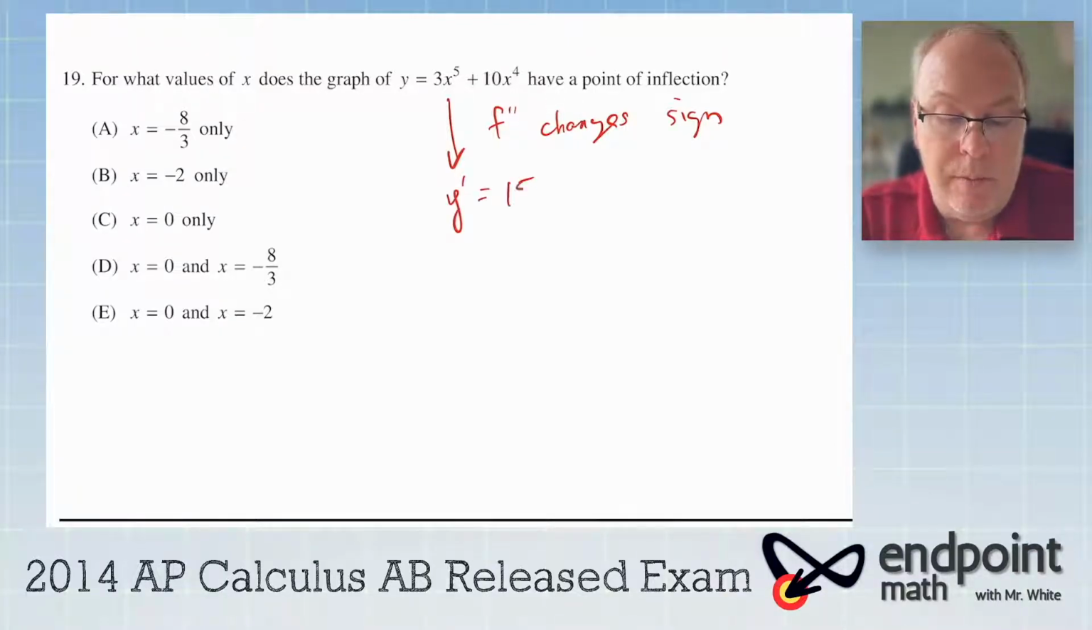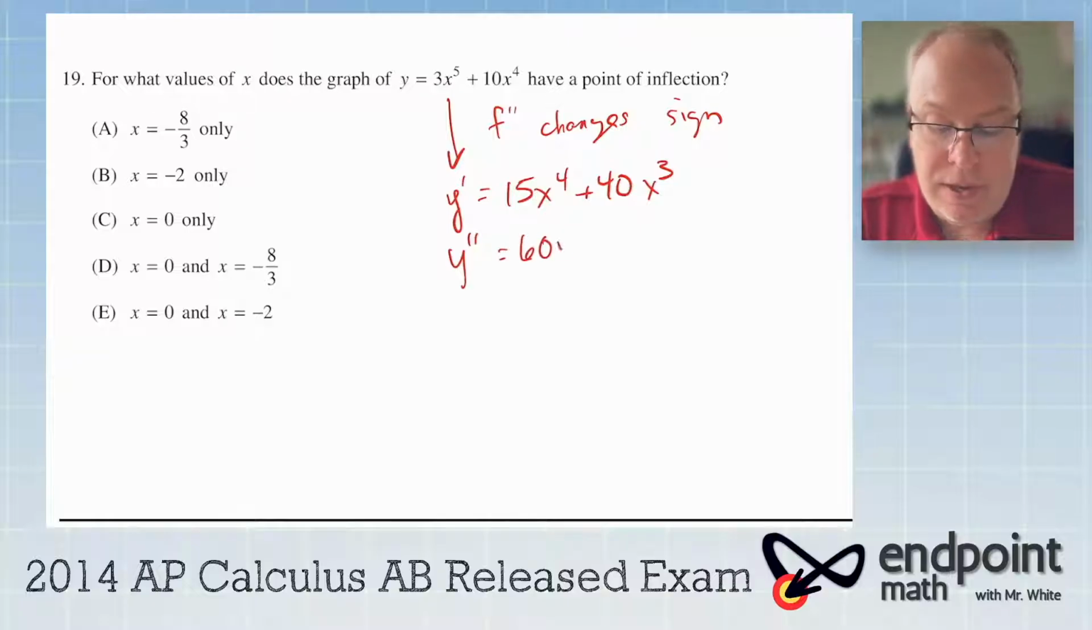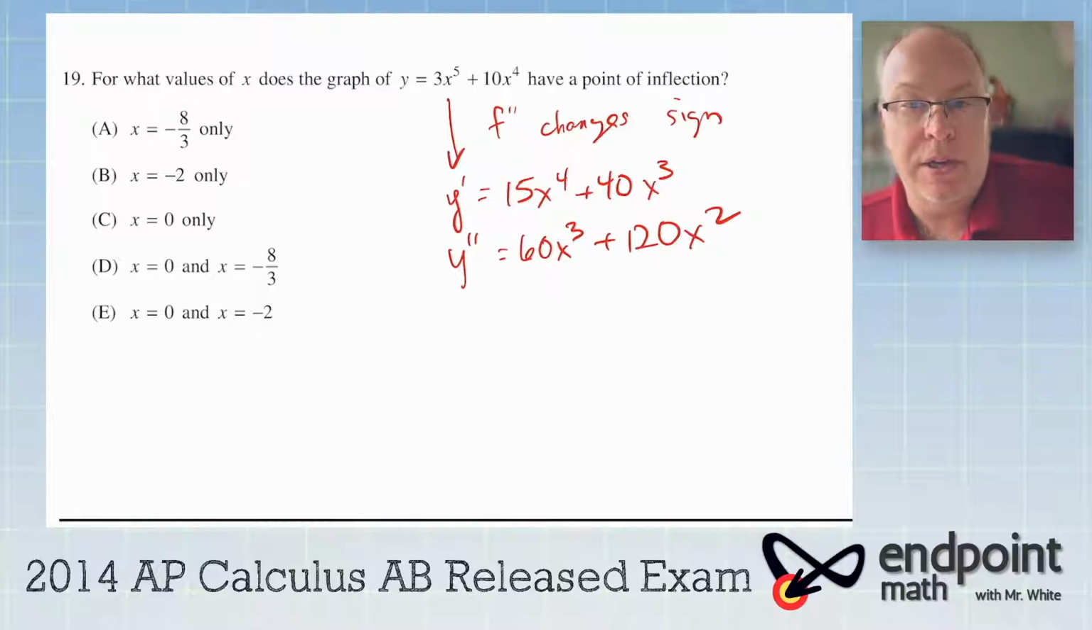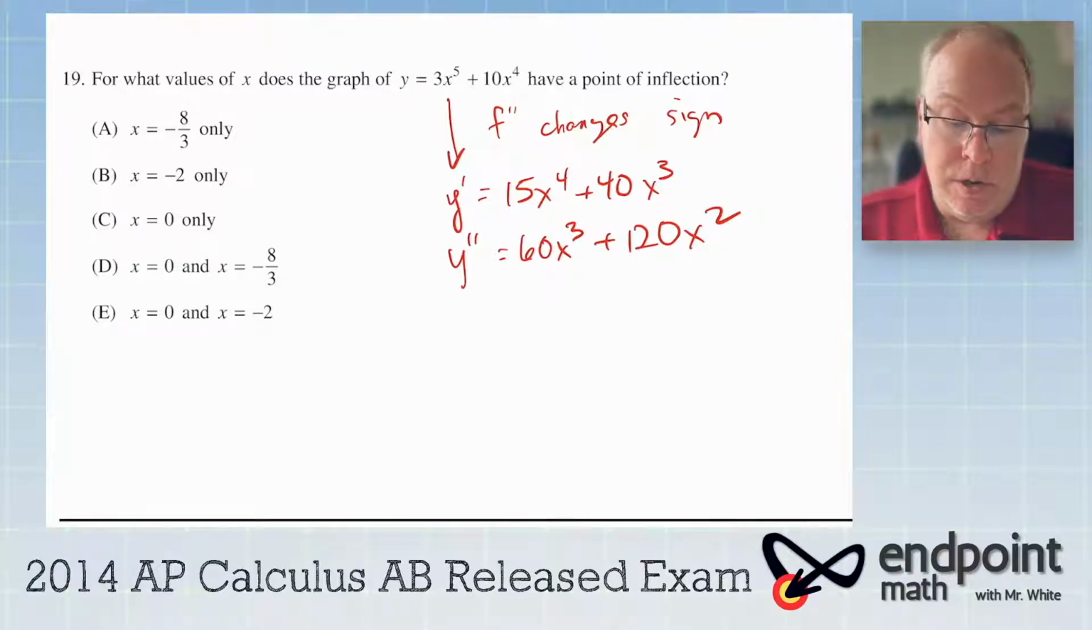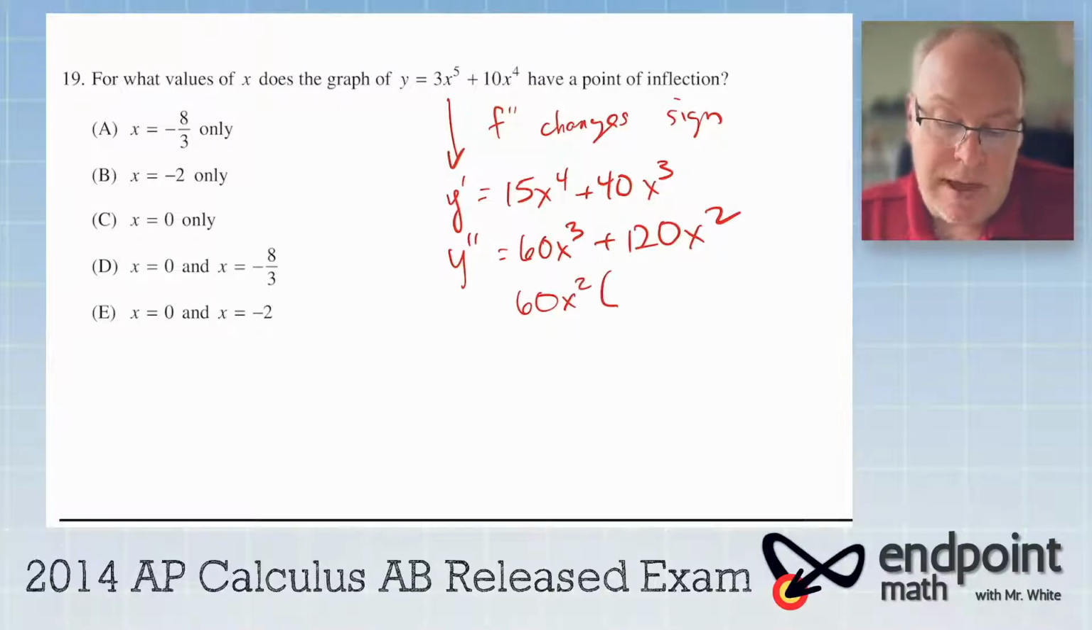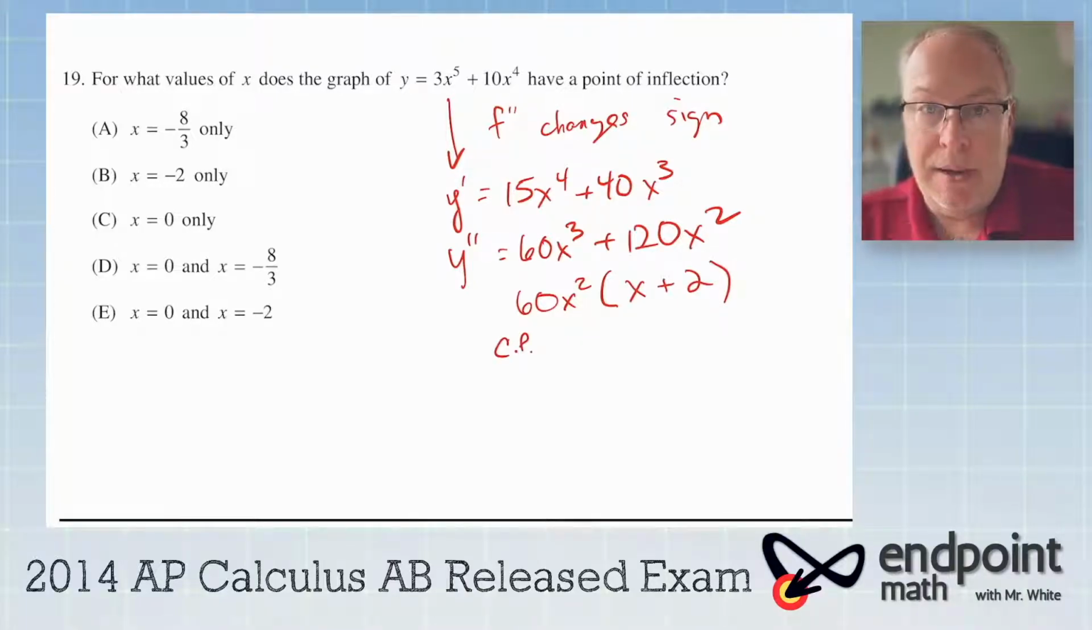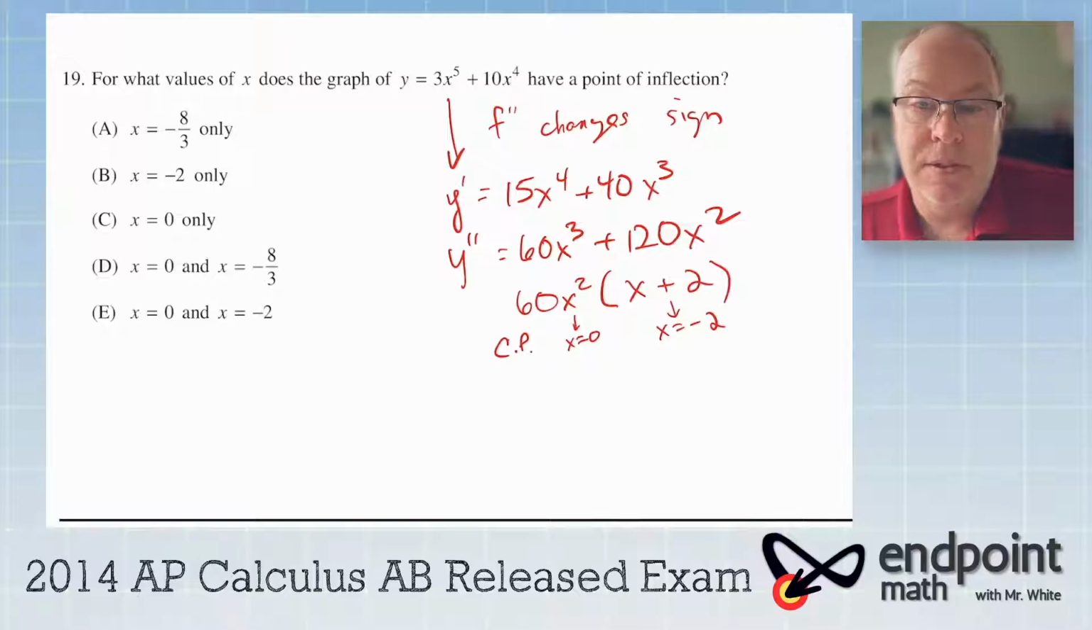The first derivative would be 15x to the fourth plus 40x to the third. The second derivative is 60x to the third plus 120x squared. You know, this is the no calculator section, so you kind of hope that the numbers are going to work out nicely. You now factor it. 60x squared gets factored out. That leaves x plus 2. So the critical points that we need to look at where we think just maybe there's a point of inflection would come from x equals 0 and x equals negative 2. That's the 0 on there.